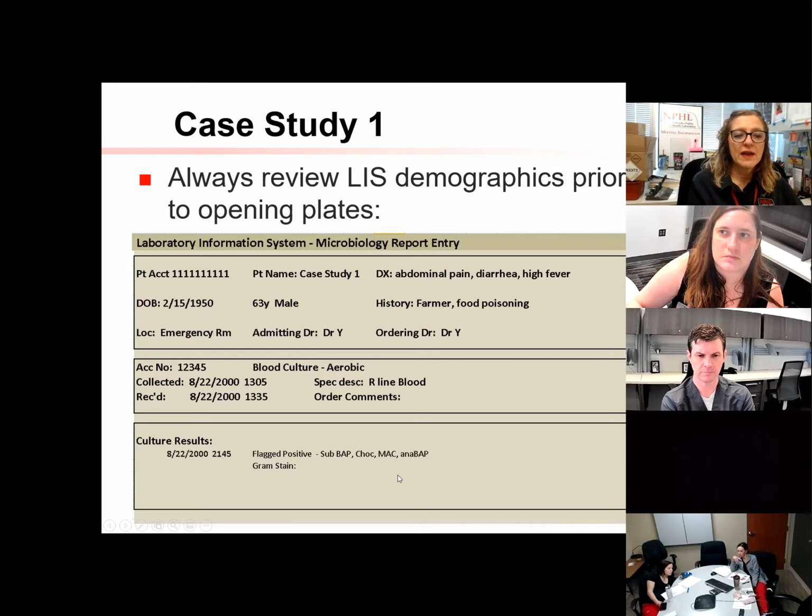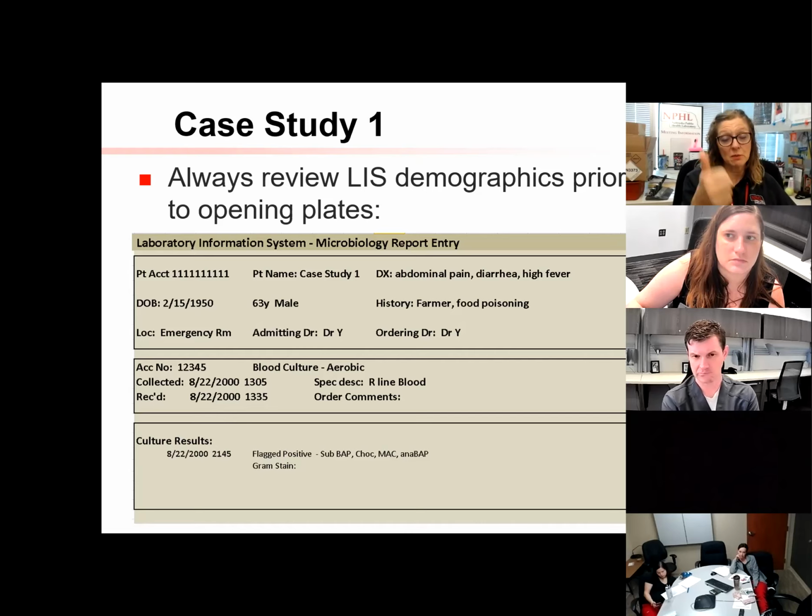Well, all right, so you know that even within that time, there was a very short amount of time, 8, 9, 10 hours, and most organisms don't turn positive. So that should be your first trigger point right there before ever doing the gram stain. Other than that, it was a farmer with food poisoning, and that might be a trigger point too.